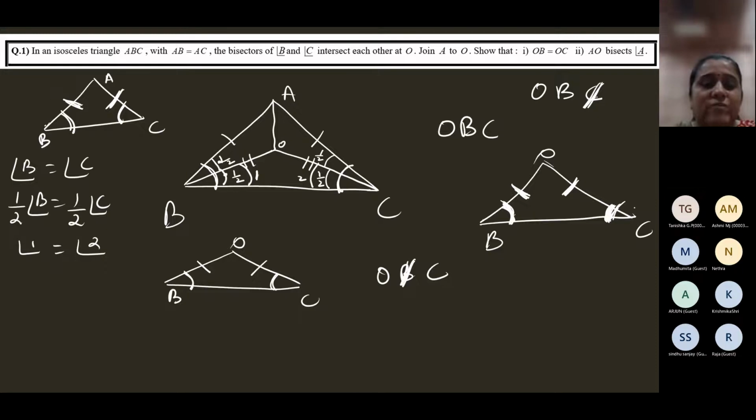See, you can take any half, but now because we'll have to show OB is equal to OC, we have to take this half. Angle 1 is equal to angle 2. That's a new result we have got. Now, where are angles 1 and 2?